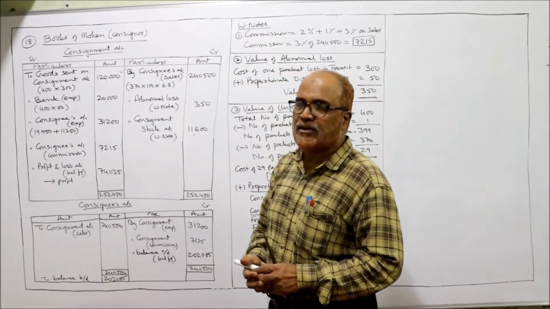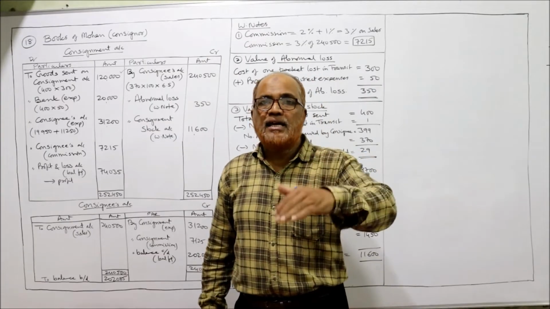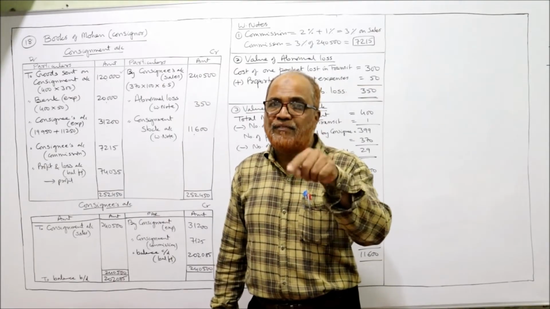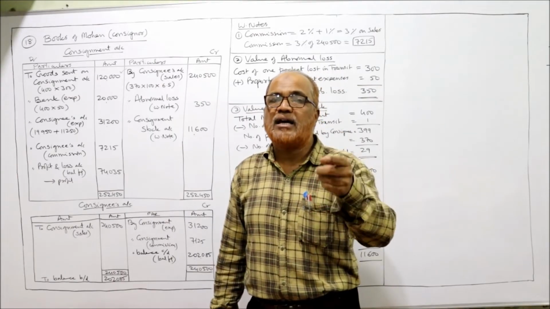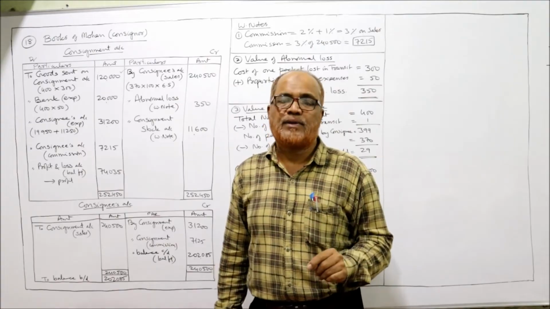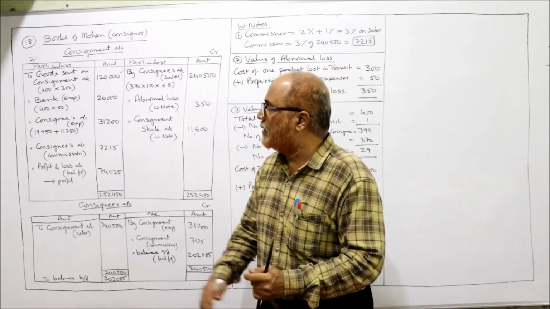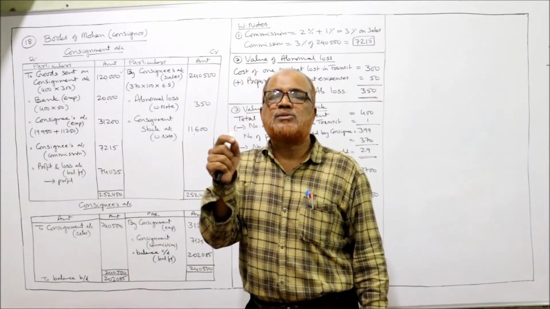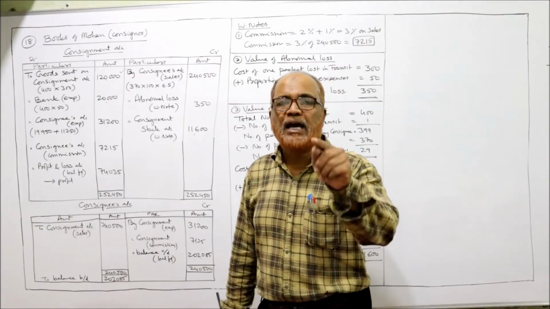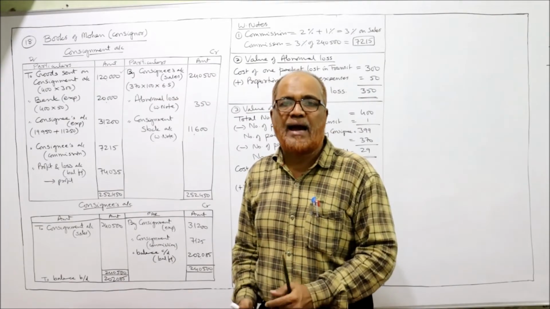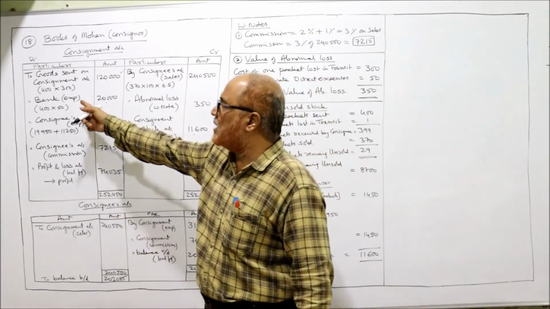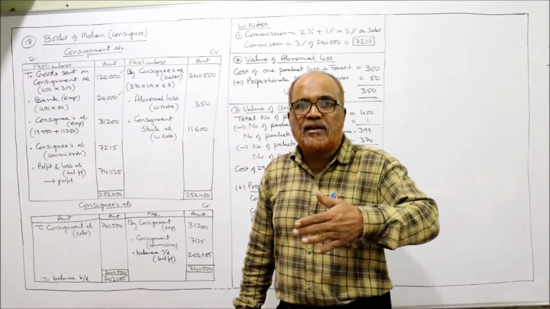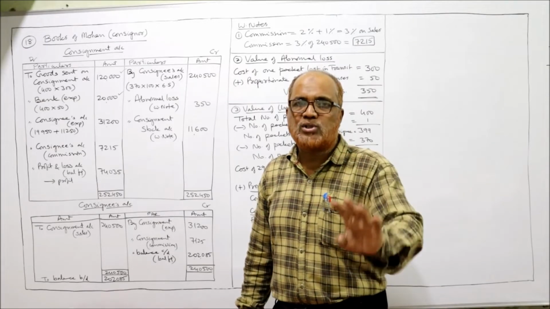First entry completed. Now after sending, he has spent 50 rupees per packet on freight, insurance, and cartage. So 50 into 400, 20,000. So 20,000 rupees are spent by Mohan, the consignor. The entry will be consignment account debit to bank. So consignment account debit side to bank, expenses 20,000. Right?